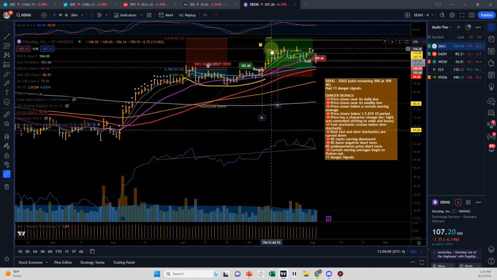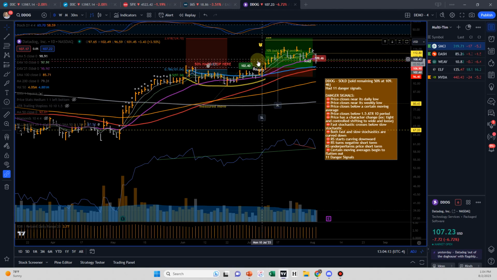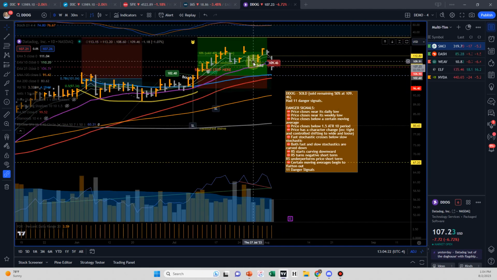Now, with this particular trade, to come back to this, I gave myself a couple of different ways to exit this one, right? So I'm selling into strength, and when I sold this last bit, I actually sold it right here on this day. And on that day, the reason why I sold was because of danger signals.